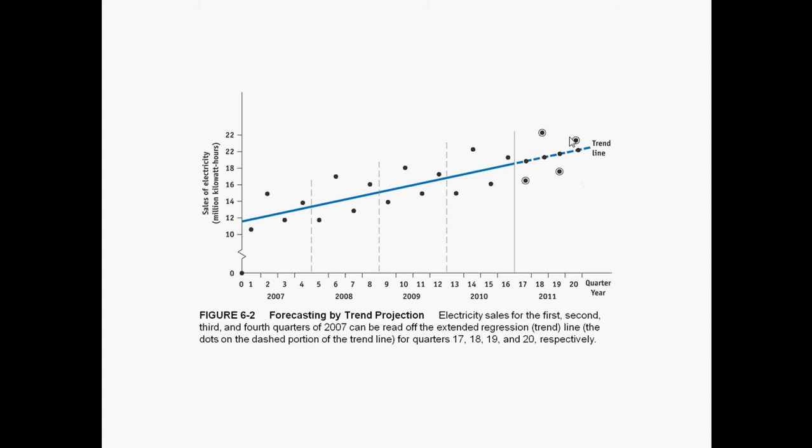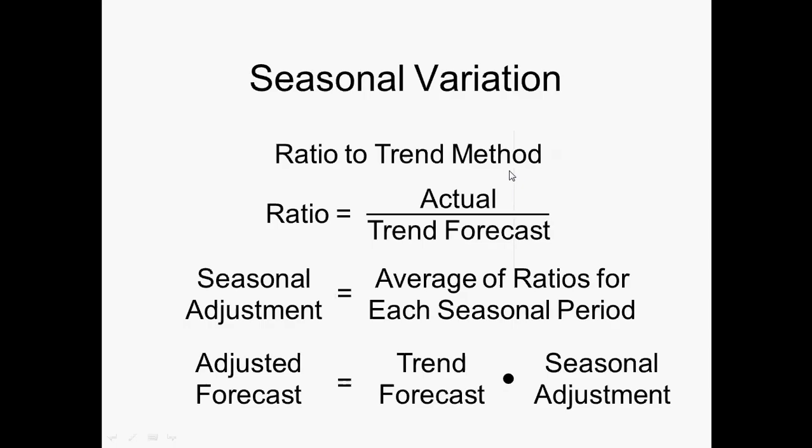Let's say it's unlikely to be particularly accurate because it ignores the seasonal variation that's going on. So how do we deal with the seasonal variation? And whether there's really some strictly best method, I don't know. This is kind of a rule of thumb that sort of does it for you. The ratio to trend method.